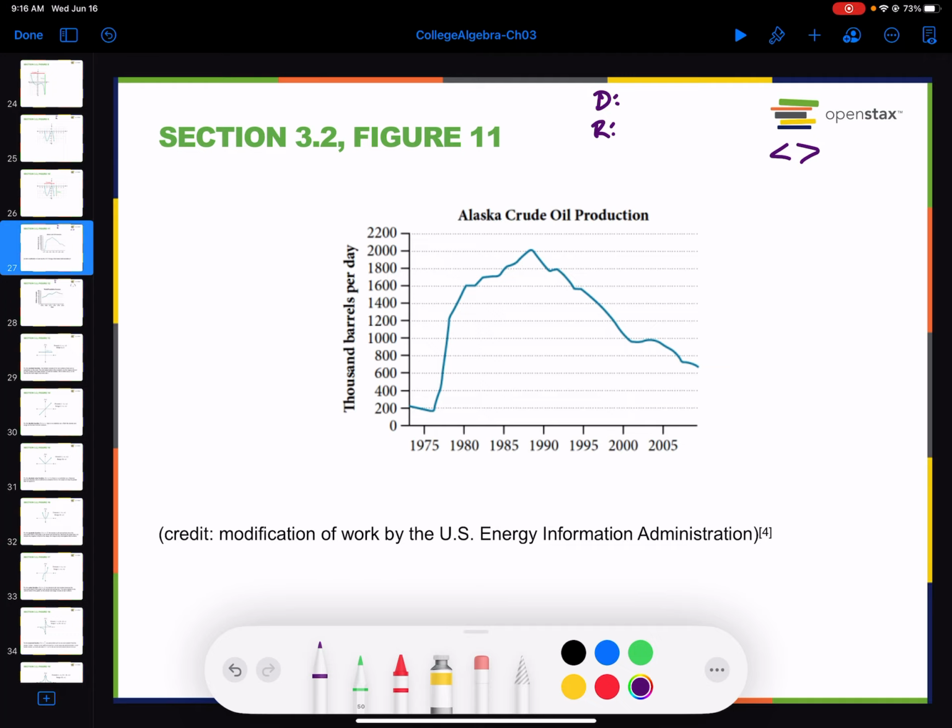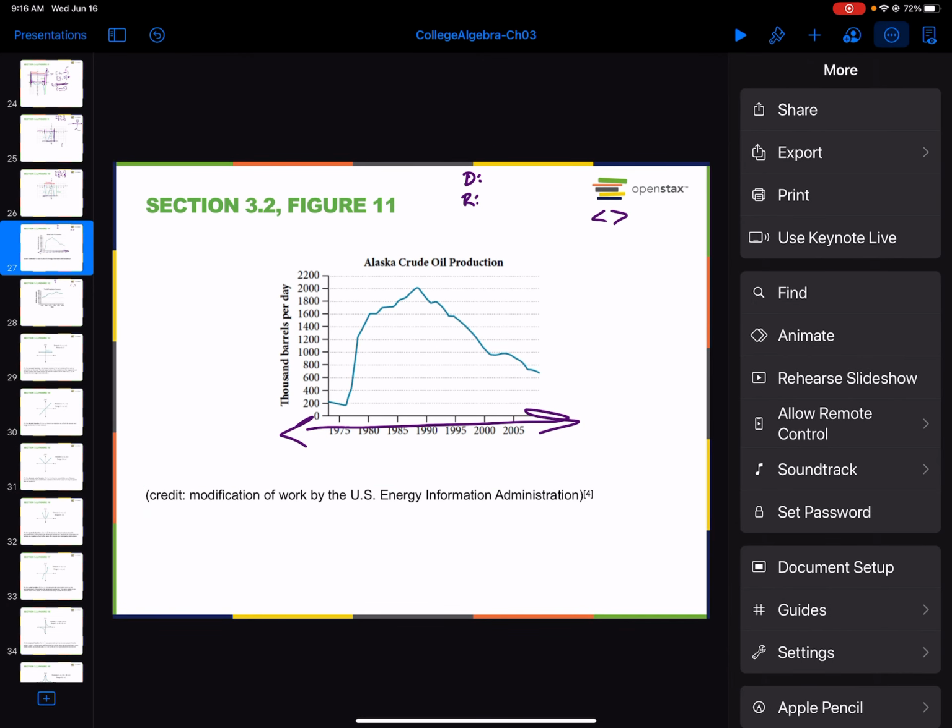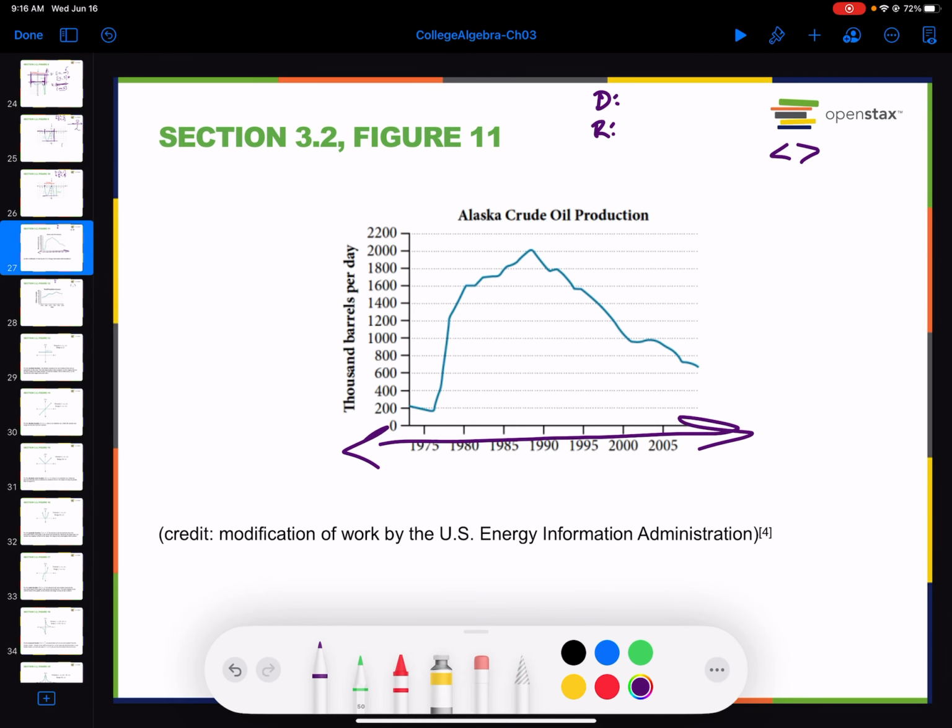And here's another example where we just have the graph. So in this one, what is the domain? So the domain is our horizontal span. So we're going from, it looks like 1975, 1974 maybe. It's going from 1974.